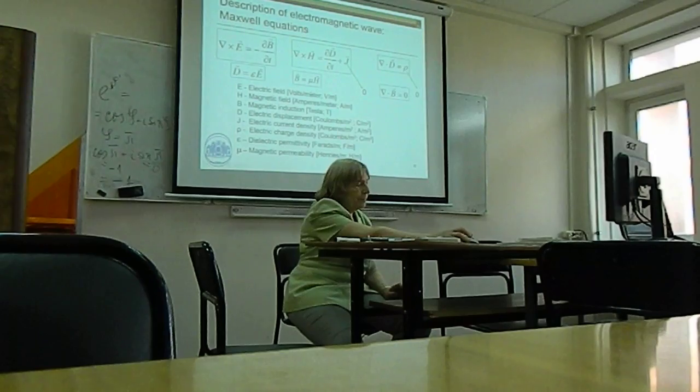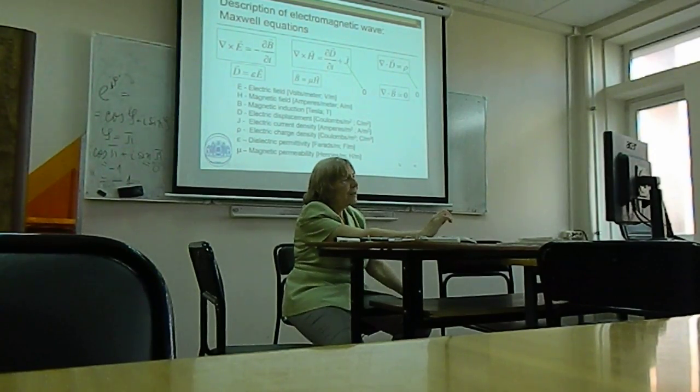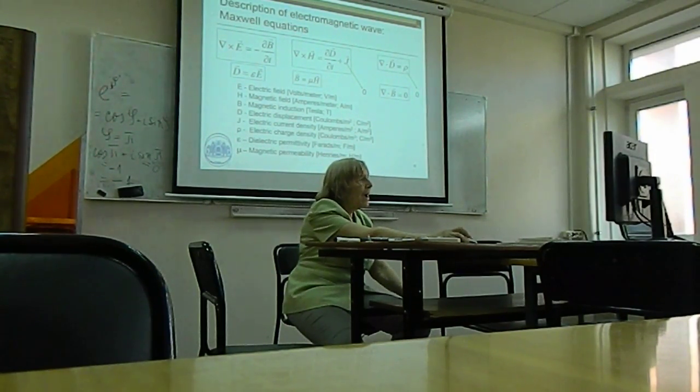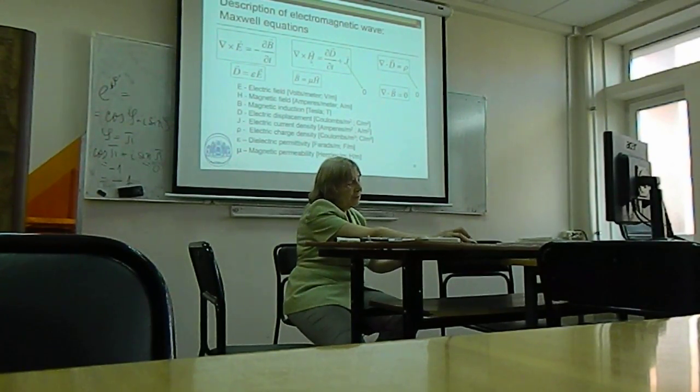We will consider only lossless structures and consider the case when the electric current density is equal to 0, the same about electric charge density. So we will consider a simplified form of Maxwell equations for these two cases, for 0 current and 0 charge density.